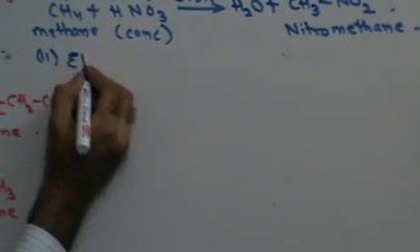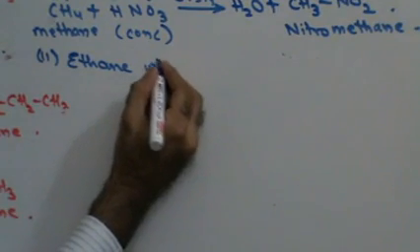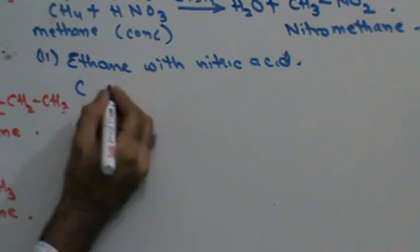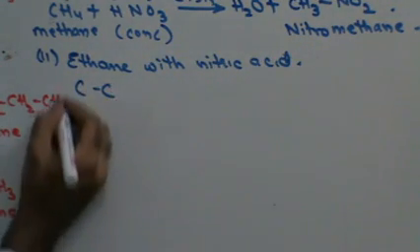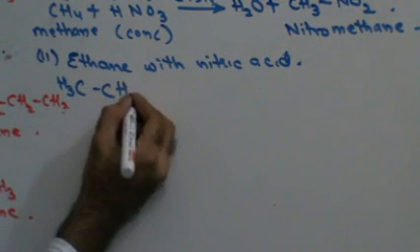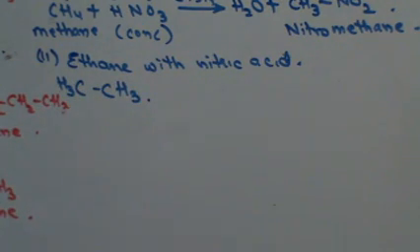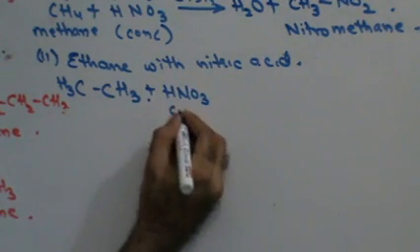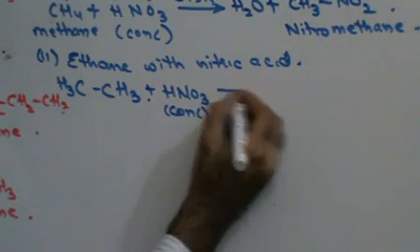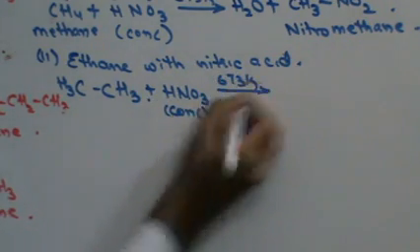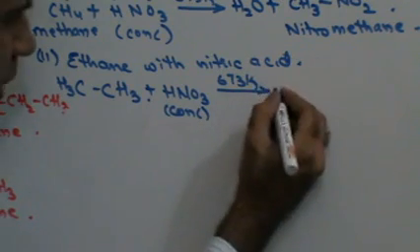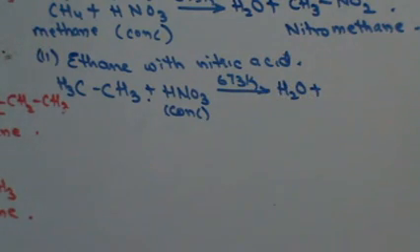What happens when ethane reacts with nitric acid? Ethane, 2 carbon atoms. Draw the bond, H3 and H3 so that the valency becomes 4. It reacts with concentrated nitric acid, HNO3 concentrated, 673 Kelvin. Concentrated. First thing, dehydration will take place. You will lose a water molecule. The compound will lose a water molecule.